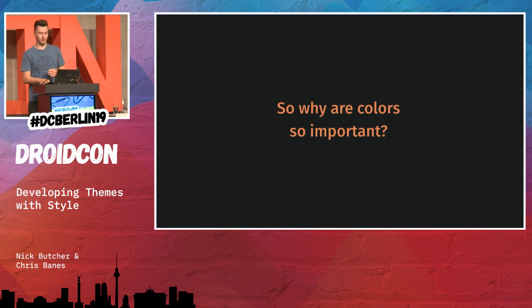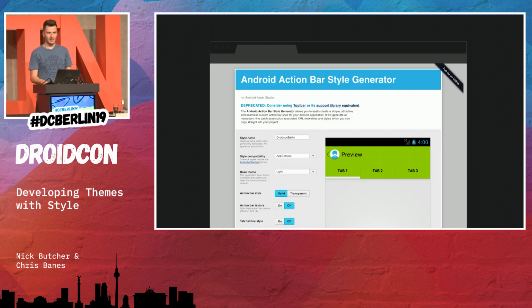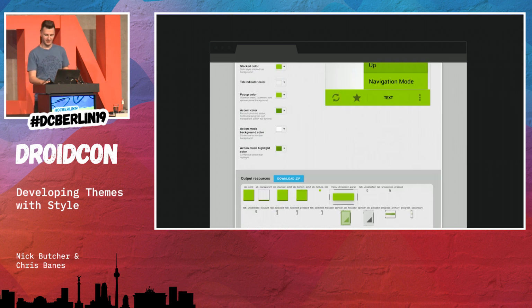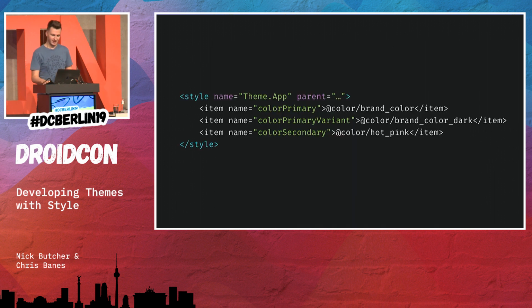So why are colors important? Well, for me, they're the basis of good styling on Android. If you've been doing Android long enough, you'll probably remember a tool like this, where to actually change the toolbar color, the action bar color, you have to use this tool, change the colors, and then you'd get these nice 24 png files that you'd download. Density. Density. Yeah, thanks, Jeff. So you're dragging this, whatever it is, 200 kilobytes of png around for no real reason. These days, you get pretty much the same result using these three attributes.